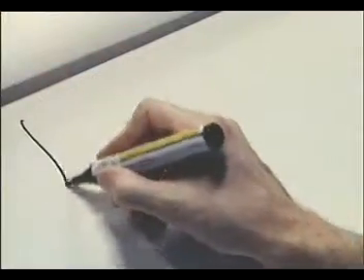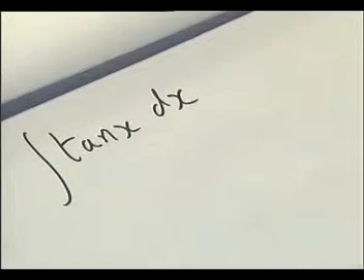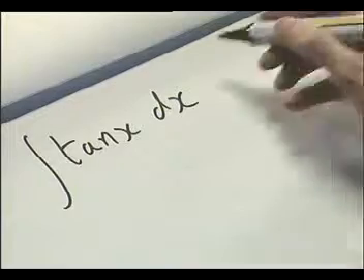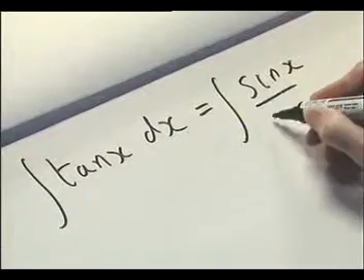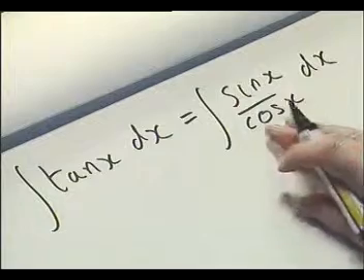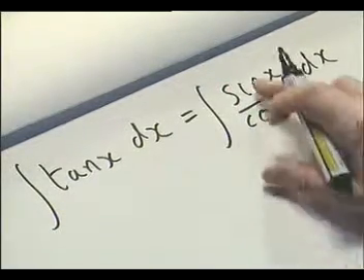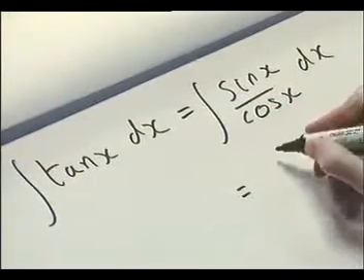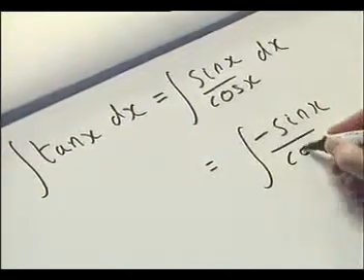So we take the integral of tan x dx. Now it doesn't look much like one of the examples we've just been talking about, but we know that we can redefine tan x as sin x over cos x. And now when we look, the derivative of cos is minus sine. So the numerator is very nearly the derivative of the denominator. So let's make it so. Let's put in minus sine x.